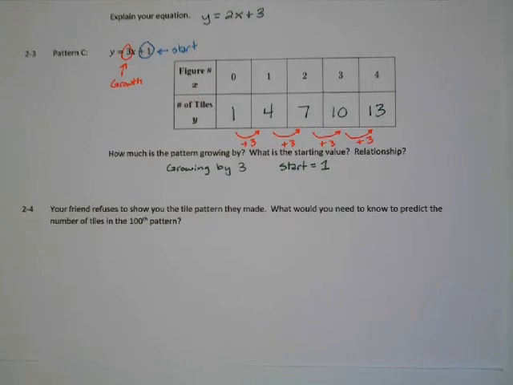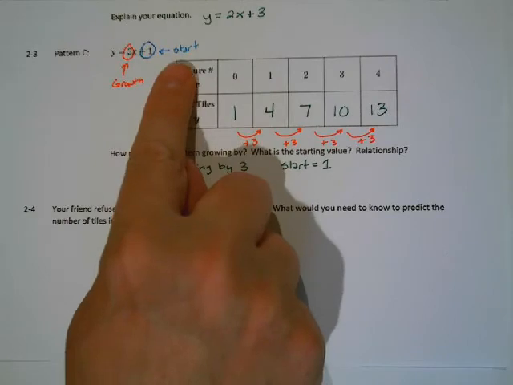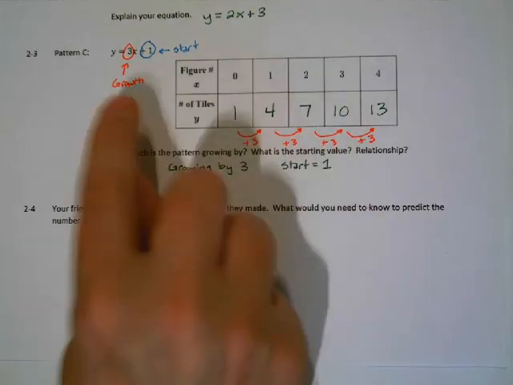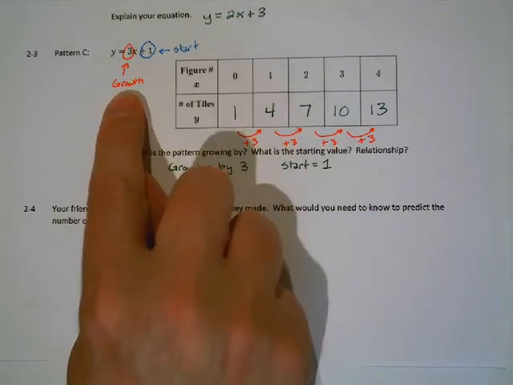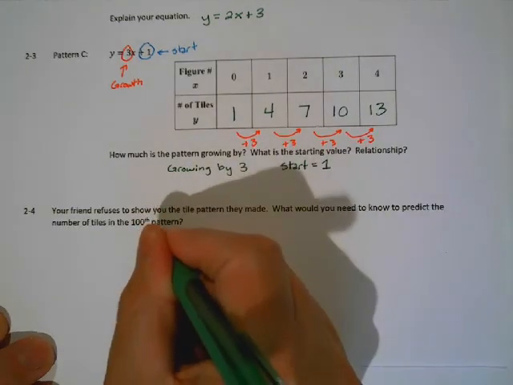What would you need to know in order to predict how many tiles are in that pattern? Would you actually need to see their pattern? Or is there some other information that you could use to find out how many tiles are in the 100th? And the answer is, you would need to know how much it's growing by and what they're starting at. So you would need to know their figure 0, and you'd need to know how much it's growing by each time.